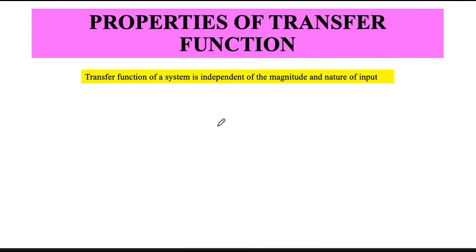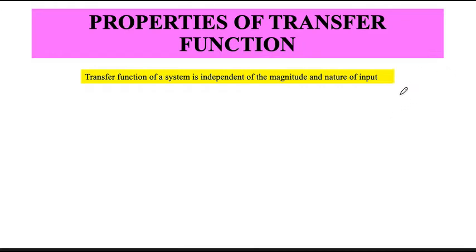Given this transfer function, what are its properties? First, the transfer function of a system is independent of the magnitude and nature of the input. It is essentially a system level property. It is based on what the system at hand is, not what the input signal is.